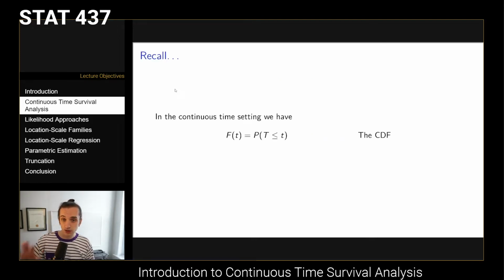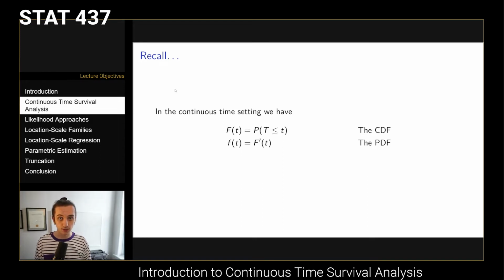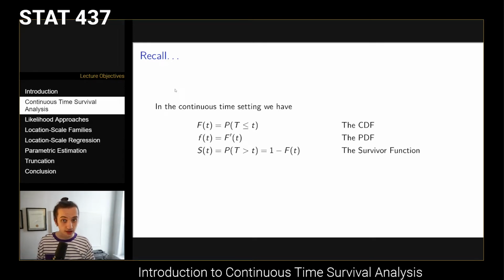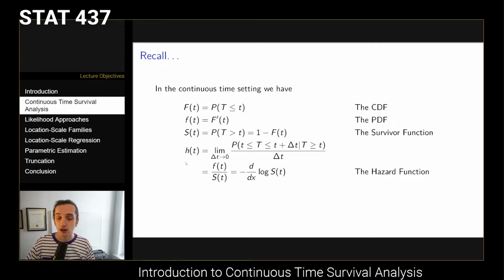So recall from our earlier lectures that in the continuous time setting, we have our CDF. You're used to working with that. We have our PDF, which is the first derivative of the CDF. Again, you should be used to working with that. We have the survivor function, which is 1 minus the CDF, exactly the same way that it was in the discrete time case. And then we have our hazard function.